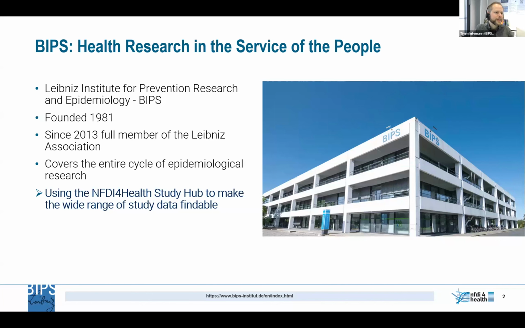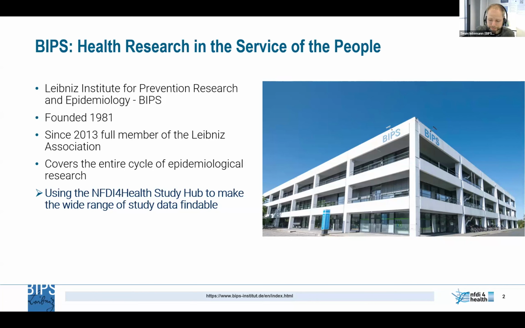So the long title for BIPS is Leibniz Institute for Prevention Research and Epidemiology, BIPS, and our motto is health research in the service of the people. It was founded more than 40 years ago, and for more than 10 years, we have been a full member of the Leibniz Association. We are covering the entire cycle of epidemiological research, including the development of strategies for prevention, and we are investigating factors influencing health, like lifestyle, environmental factors, biological factors, social factors, and also drug safety.